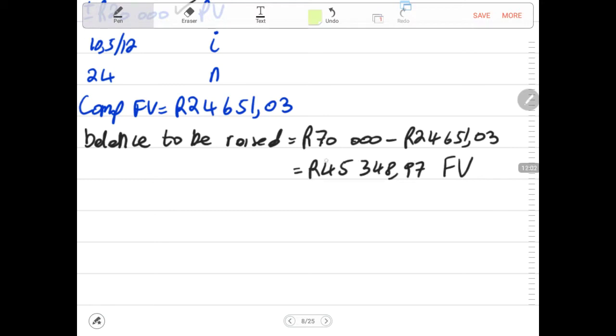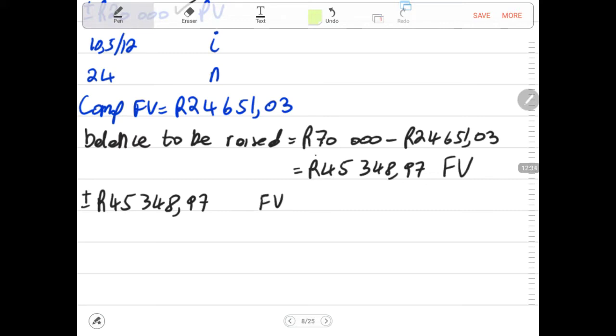So now, how much must they pay monthly in order to get to this future value of 45,348 rand 97 cents? We are calculating the monthly payments starting from month number 8 up until month number 24. So we say plus minus 45,000 rands, 348 rands 97 cents is what we need in the future.